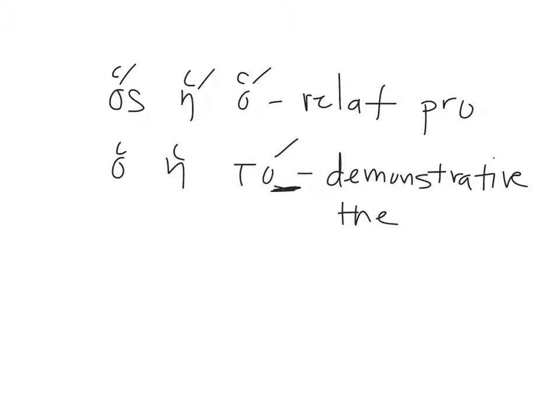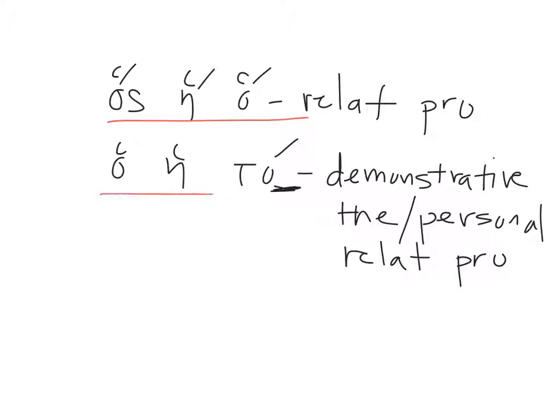Look, the accentual pattern is a little different. It can be used as a demonstrative. It can also be used as a personal pronoun. He, she, or it. It can also be used as a relative pronoun, just like hos, he, ho. They are, after all, very similar anyway. Ekenos, ekene, ekeno.